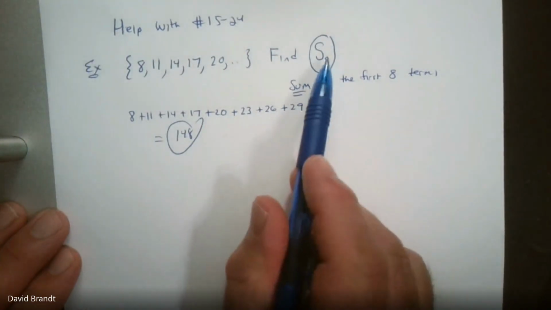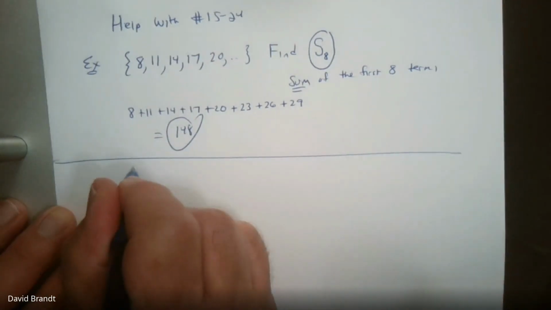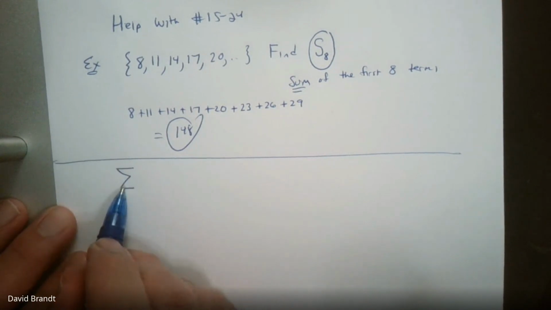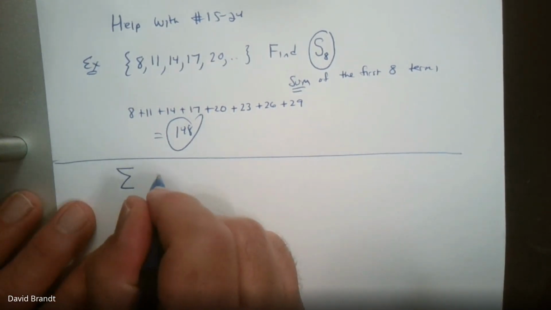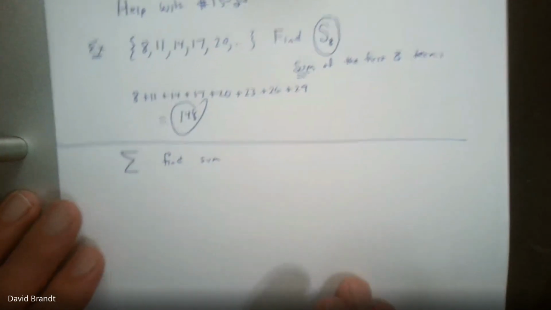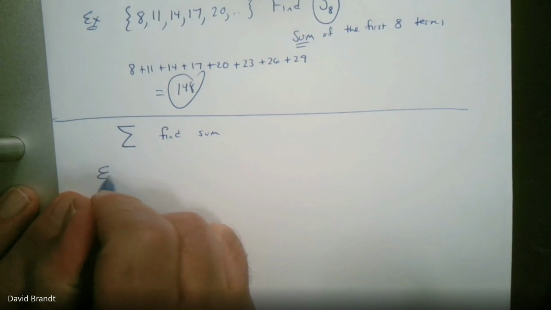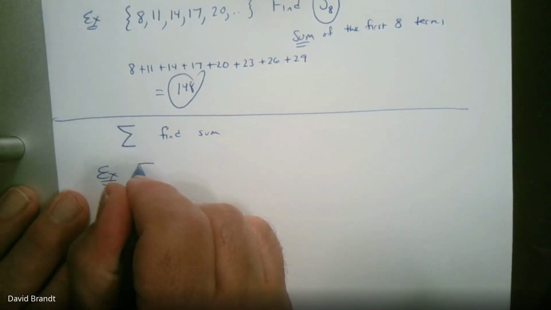Now there's another way. There's another symbol that means sum. That's this thing right here. That's capital or uppercase sigma. That's a Greek letter S. That also means find the sum. Now, it's a little bit different how that works. Let me show you one of the examples. You'll see it's very similar.